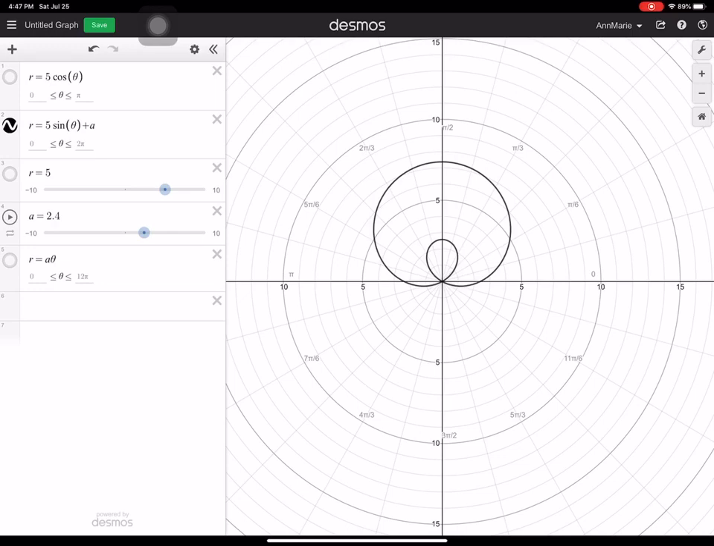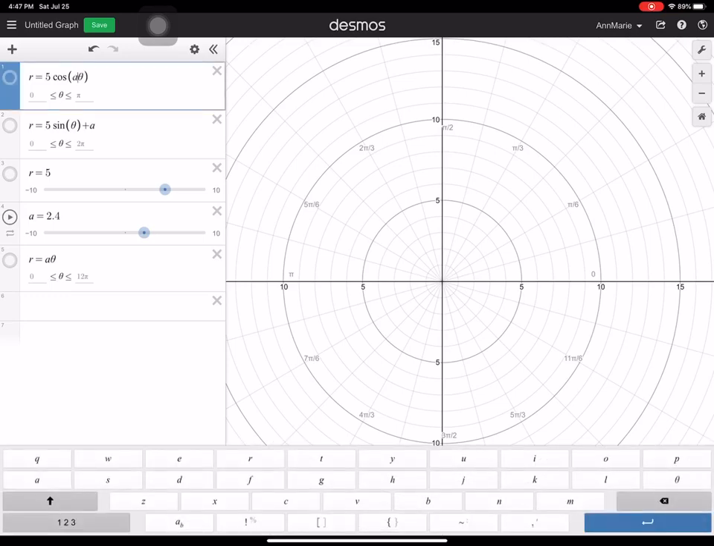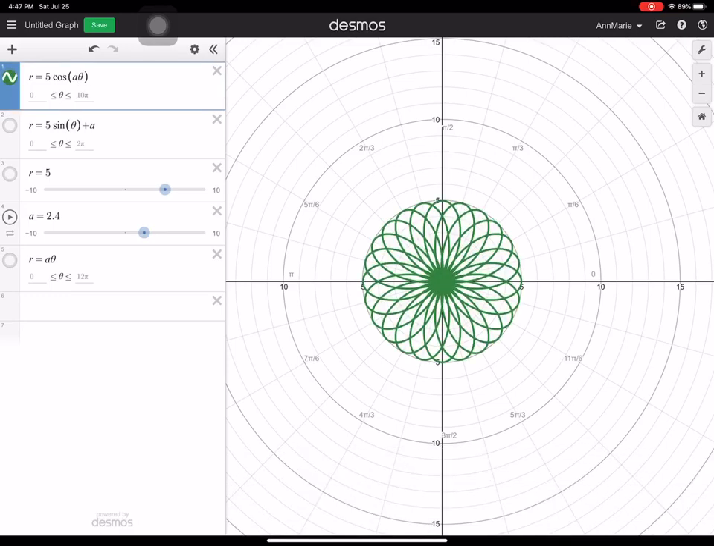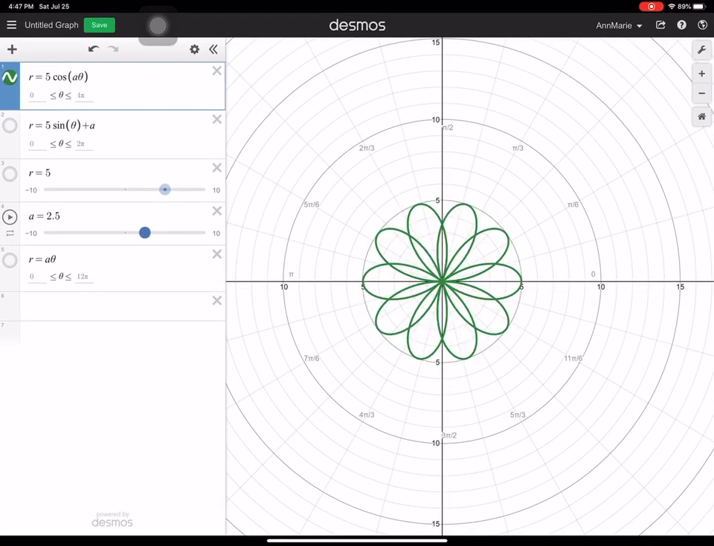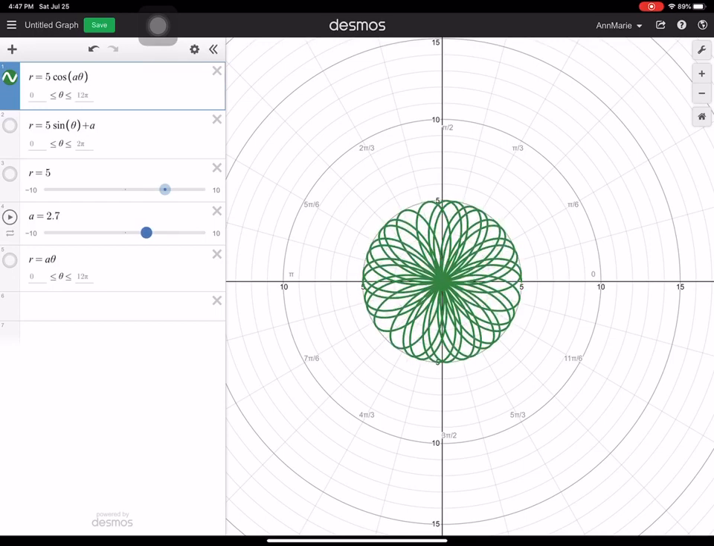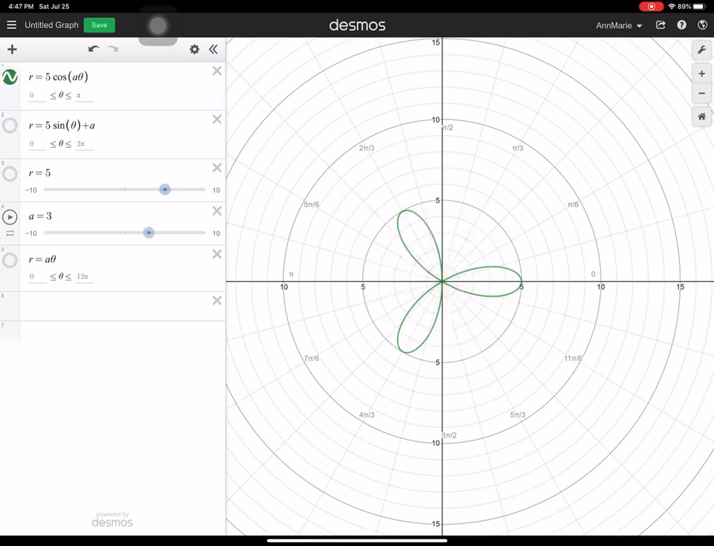You can make a rose. So how do you make a rose? Well, you make a rose by putting your multiplier inside your parentheses. And that's quite the rose there. Let's make that a 3. There we go. And you can see that the 5 once again gives me my radius.